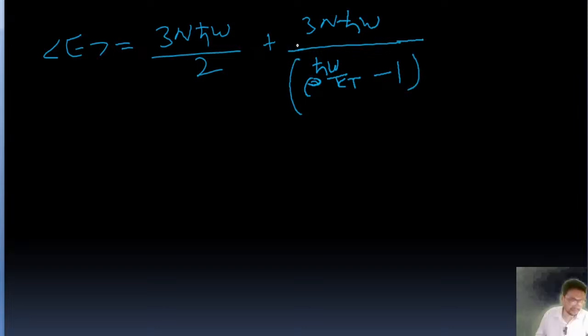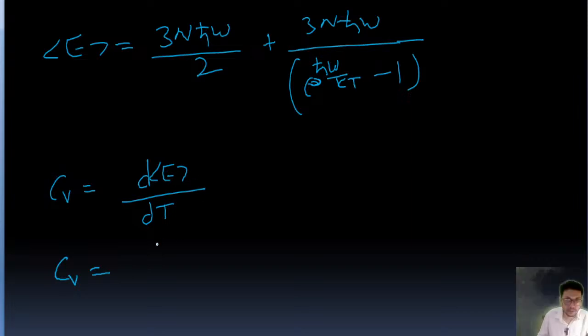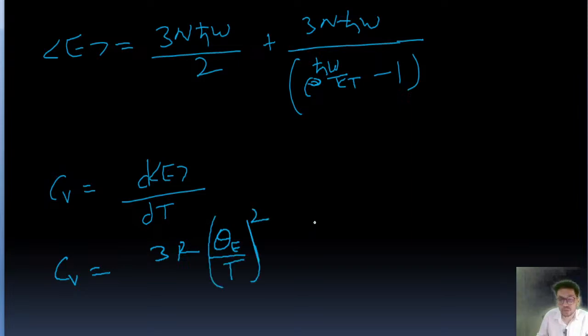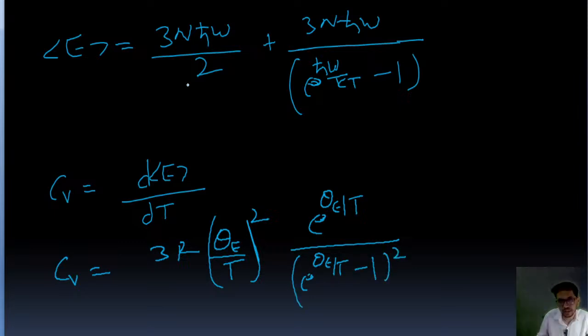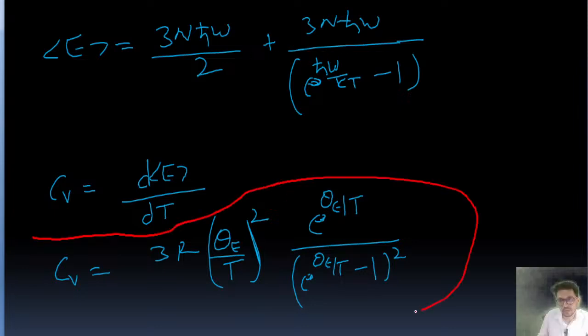This is the average energy for N quantum oscillators. Now we will find the C_V value. We know C_V is d(average E)/dT. If we do it, the value of C_V is going to be 3R (theta_E/T) squared e to the power theta_E/T upon (e to the power theta_E/T minus 1) whole squared, guys. Very important formula, you need to note this down.